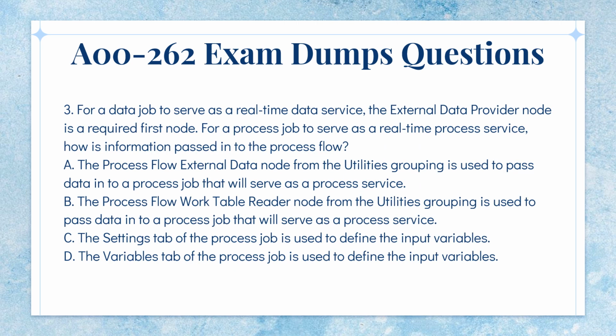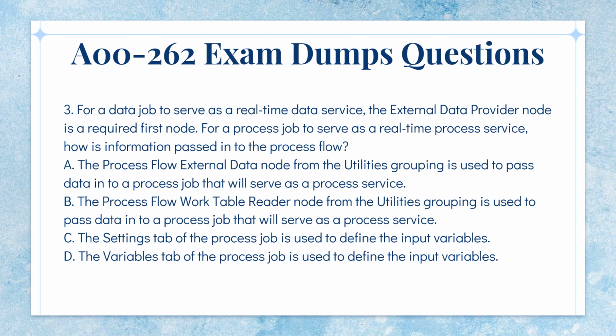3. For a data job to serve as a real-time data service, the external data provider node is a required first node. For a process job to serve as a real-time process service, how is information passed into the process flow? A. The process flow external data node from the utilities grouping is used to pass data into a process job that will serve as a process service. B. The process flow work table reader node from the utilities grouping is used to pass data into a process job that will serve as a process service.